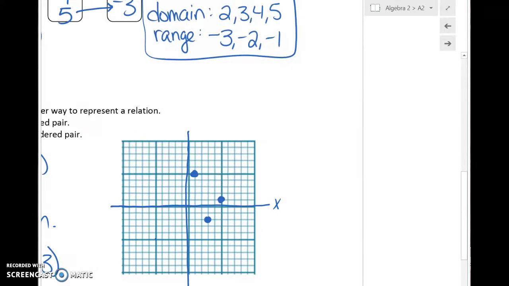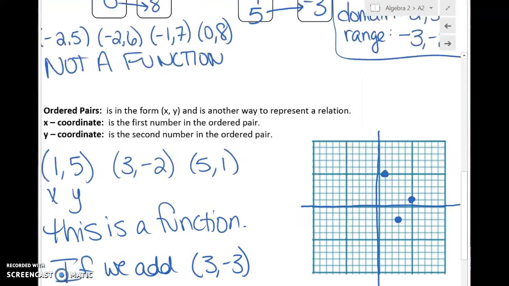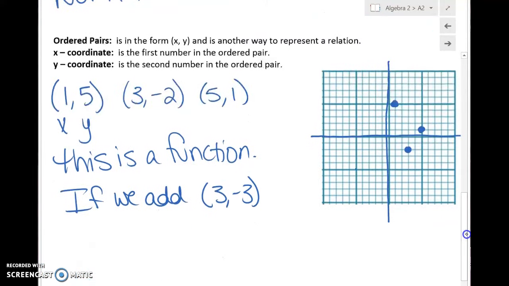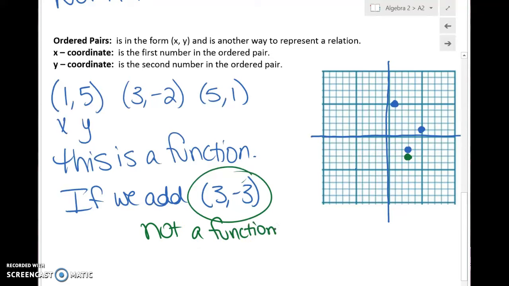Okay, so if I take this point 3, -3, and plot that in there, I used green to plot it, now this is not a function. And this leads us into the vertical line test.